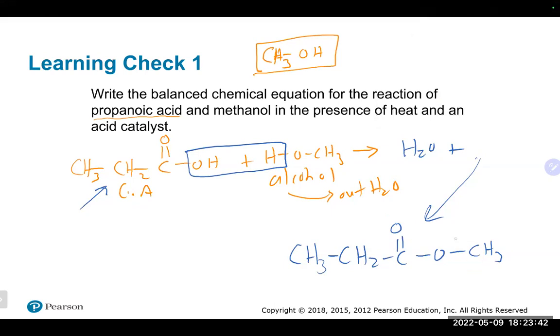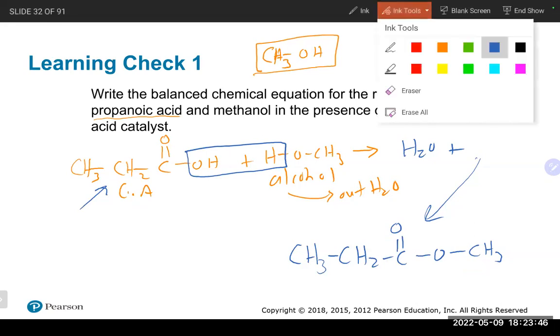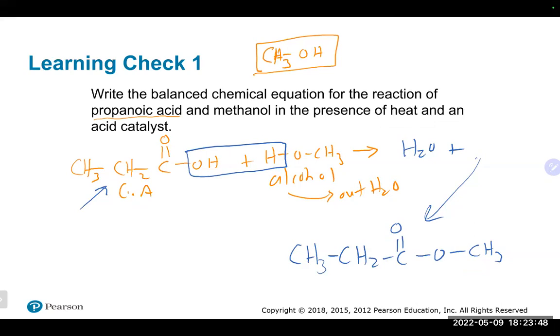Yes, sir. Yeah, so all this would probably be one straight arrow. The only time you would probably use two arrows is if you had a carboxylic acid by itself.